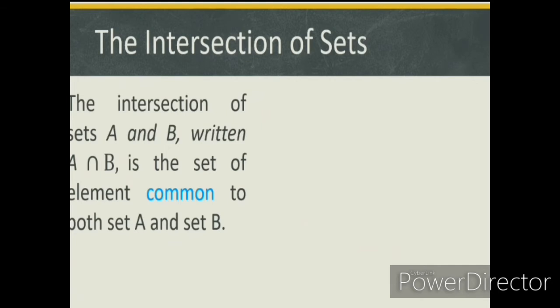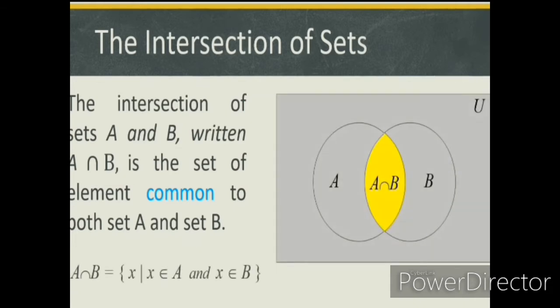Let us have the intersection of sets. When you say intersection, that means there is a common element between set A and set B. Okay. So, in the drawing, it is found in the middle part, or the part that has overlapped, because they are overlapping with each other. Then that overlapped circle would be the intersection of the two sets.